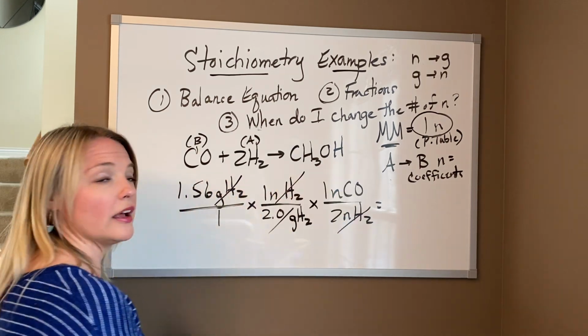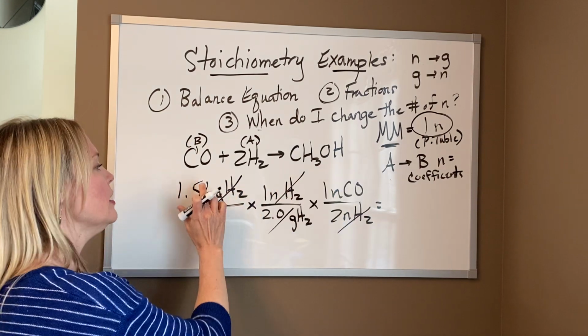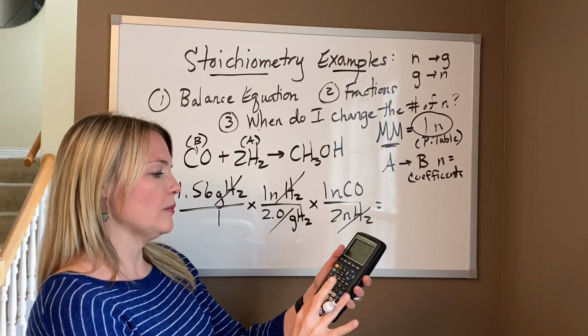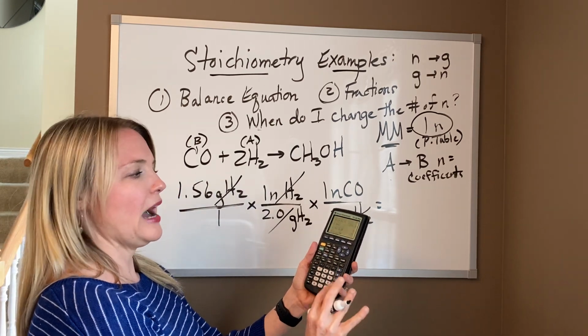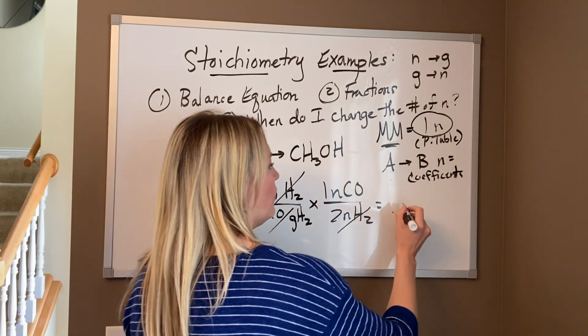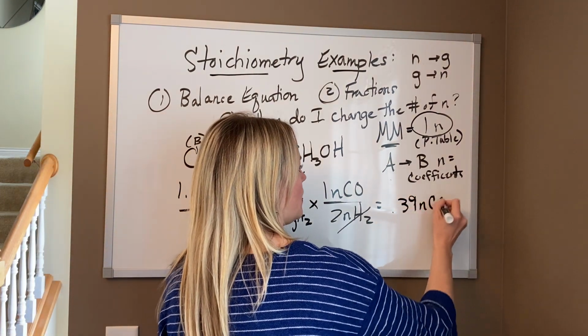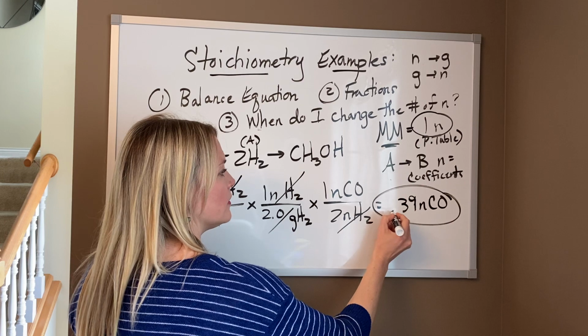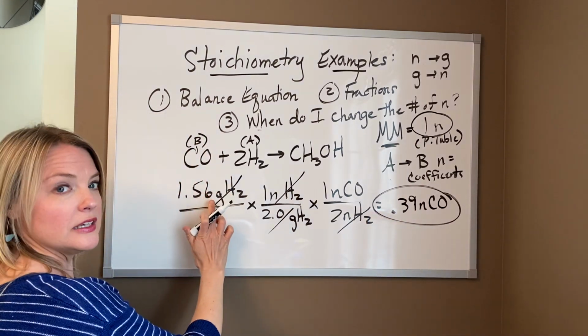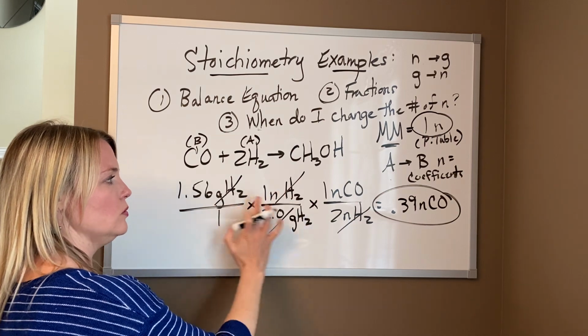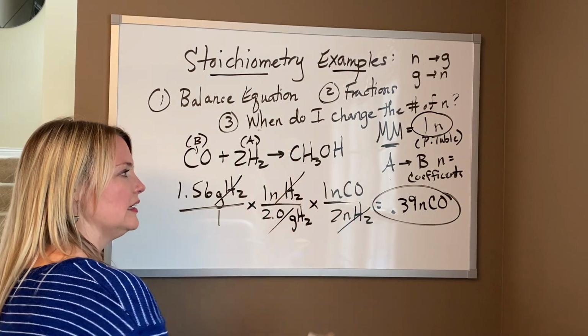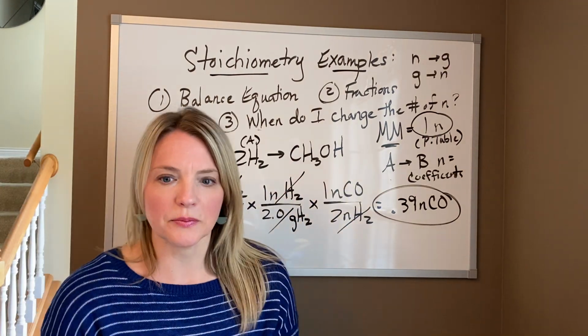Okay, if the numbers were on top, I would be multiplying. But since one number is on top, 1.56, I'm going to divide that by what's on the bottom. All right, and I'm going to end up with 0.39 moles of CO. So I started in grams. In order to go from A to B, I needed to be in a mole ratio. So I converted grams to moles. And then from substance A to substance B.